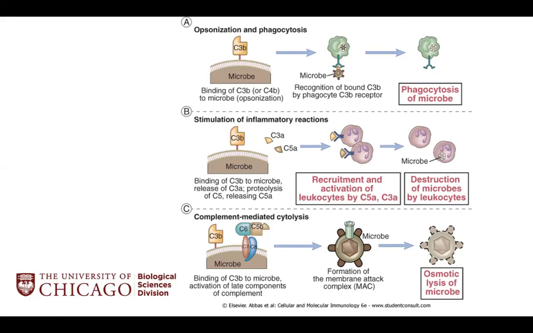And then there is direct opsonization. Again, this is the process of opsonization. It's basically just decorating the outside of these microbes to make them more recognizable to phagocytes. So same thing we talked about with antibody, which can opsonize. C3b or C4b can both opsonize as well.